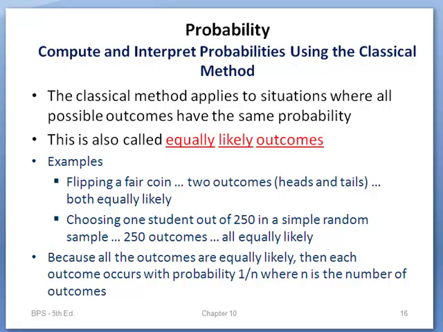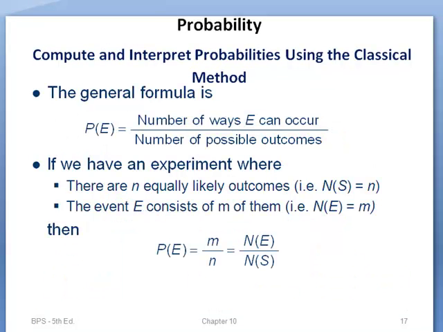Very important. Because all of the outcomes are equally likely, then each outcome occurs with the probability of 1 over n, where n is the number of possible outcomes. So this time we can say the probability of E does equal, not approximately equals, but does equal the number of ways the particular event we're looking at occurs divided by the number of possible outcomes.